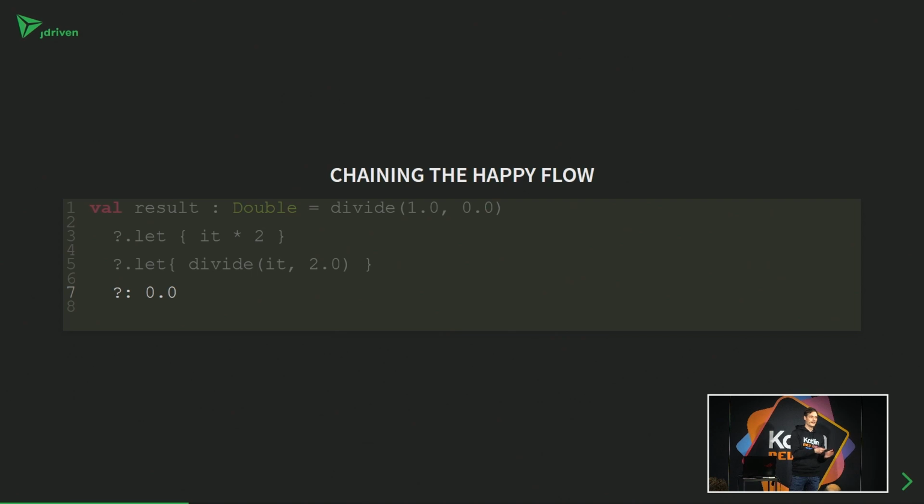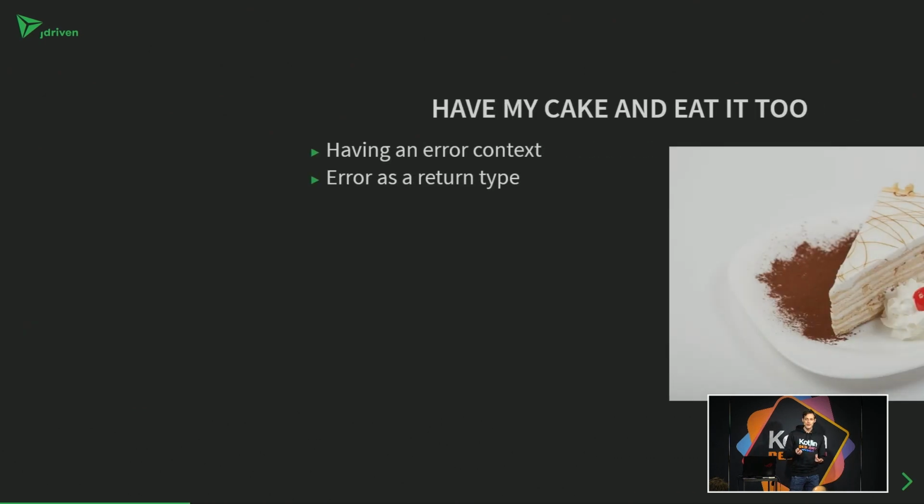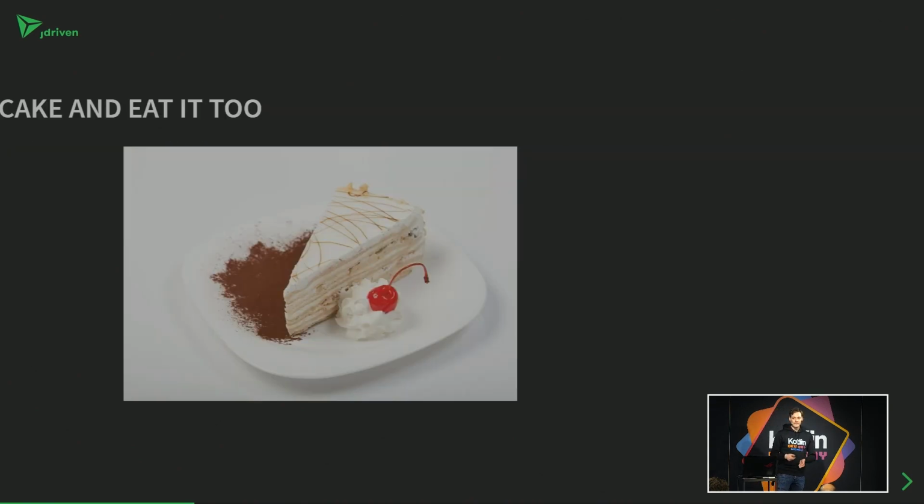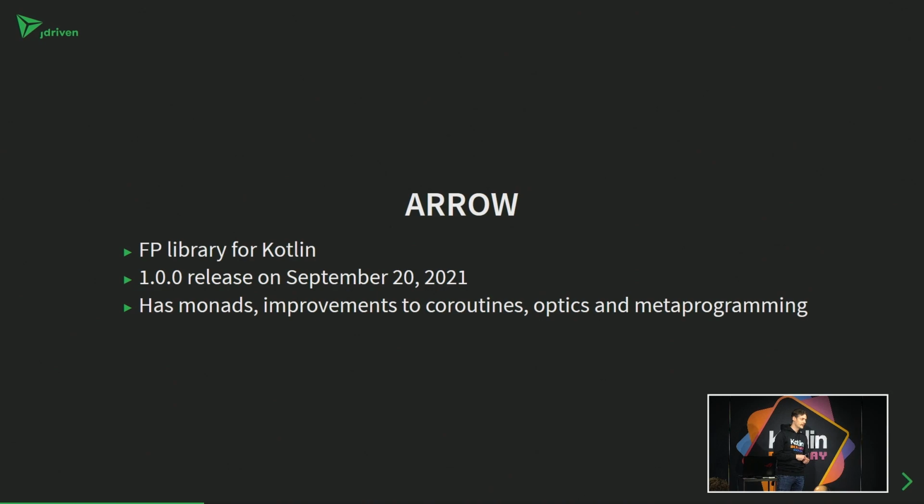So on one side, we have runtime exceptions, which we don't know can occur, but when they do occur, at least we know what happened. And on the other side, we have the nullability system, where we do know something can go wrong, we just don't know what goes wrong. And I want both. I want to have my cake and eat it too. I want both error context, and I want error as a return type. And because I had this problem, I did some Googling, and that's where I finally found the error framework.